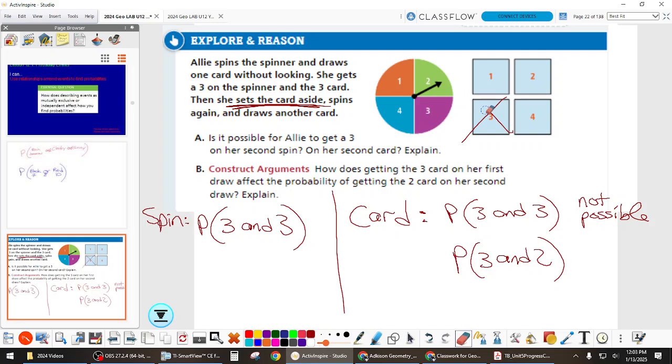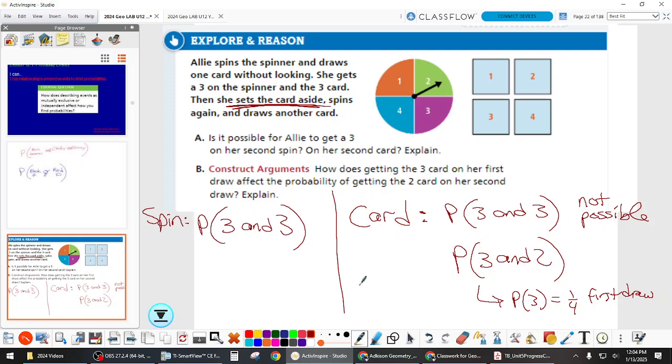I'm going to take this off for now. What is the probability of her drawing a 3 on the first draw? Don't complicate it. It's 25%. Where'd she get that fraction-wise? 1 out of 4. Yeah. So drawing a 3 is 1 out of 4 on the first draw.